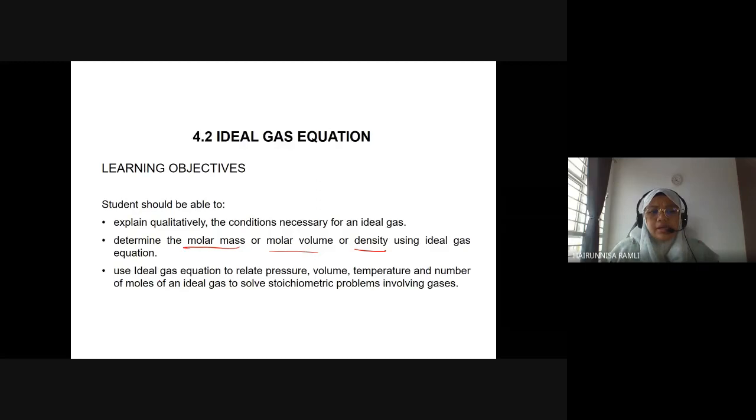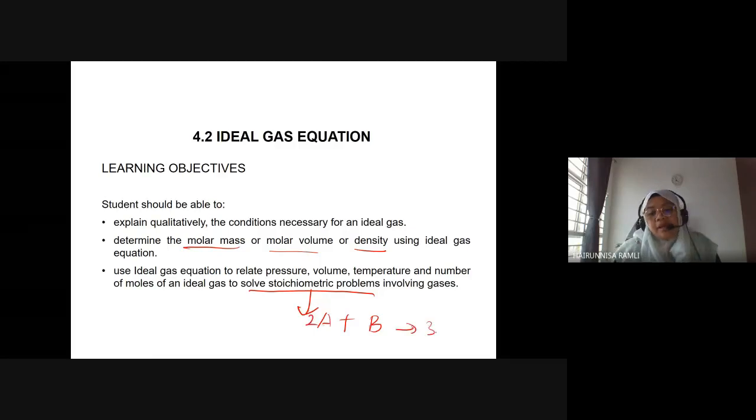Okay. And then use ideal gas to relate P, V, T and N to solve stoichiometric problem. So this stoichiometric problem basically similar as what you have learned in chapter 1, okay. I hope you still remember lah apa maksud stoichiometry eh. Where if you, let's say you have 2A plus B dapat 3C. Kita tahu 2A will react with 1B produce 3C. Ada ratio kat situ kan. Kita akan pakai juga this stoichiometric dalam gas lah, the involving gas. Maksudnya sebab gas pun you boleh cari mole kan. So you boleh akan pakai balik that stoichiometry eh.